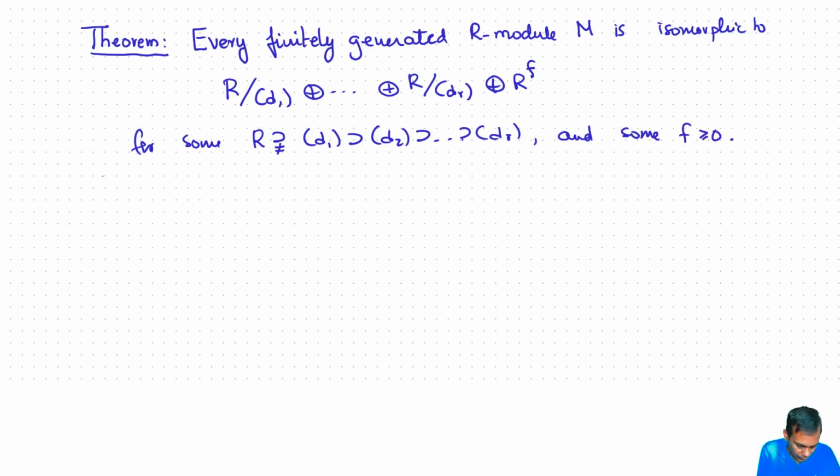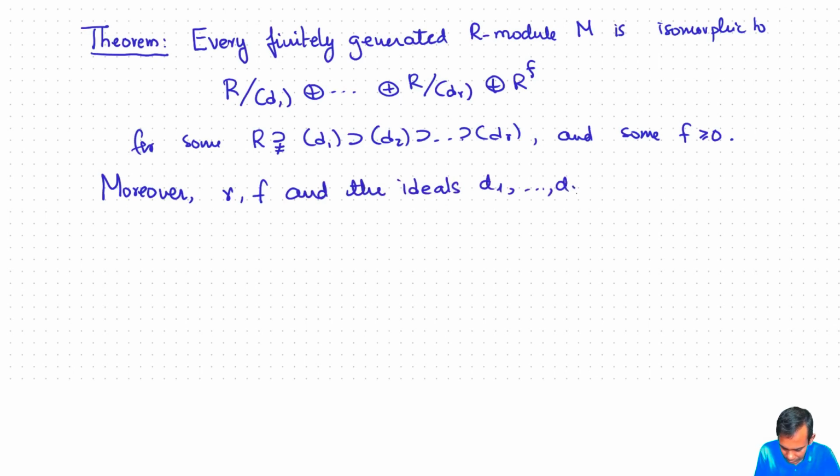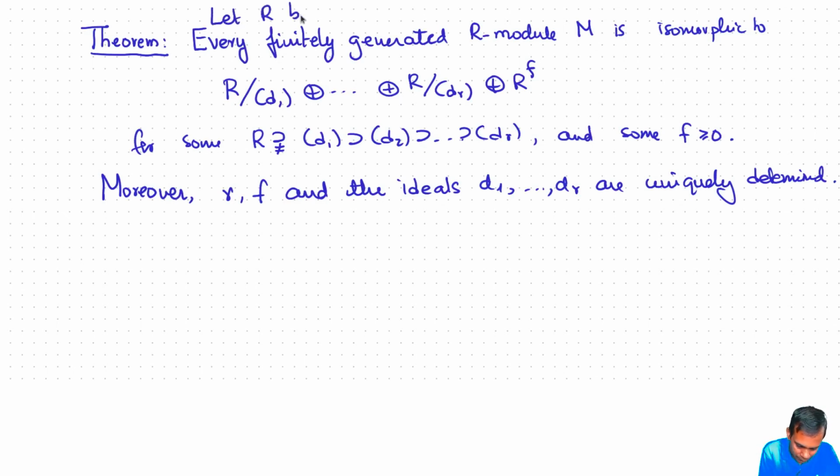So moreover, r, f and the ideals d1, d2, ..., dr are uniquely determined by M. That's the structure theorem for finitely generated modules over a principal ideal domain. So here I should say let R be a PID. We use that, of course, right? That's the theorem.